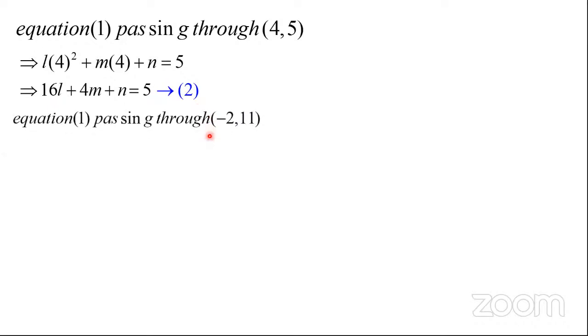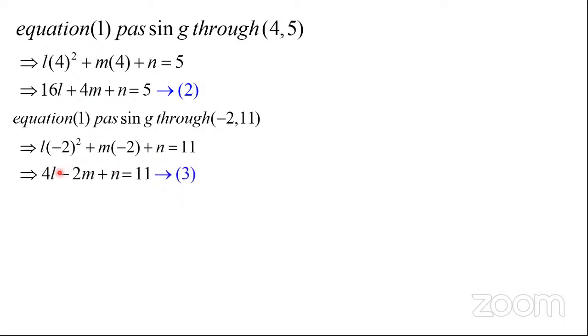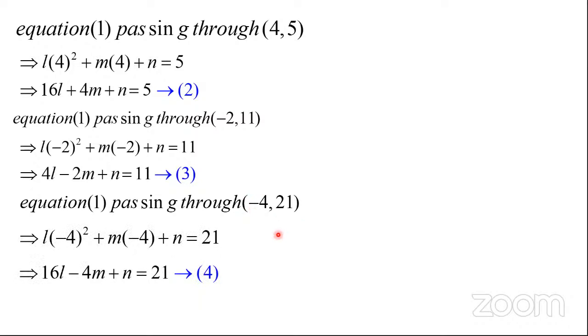Now, let us substitute the second point on the parabola. What is the second point, children? (-2, 11). It is l into (-2)² + m into (-2) + n = 11. So 4l - 2m + n = 11 is equation 3. Similarly, let us substitute the last point (-4, 21) on the parabola and get the equation in terms of l, m, n. Then it is 16l - 4m + n = 21.